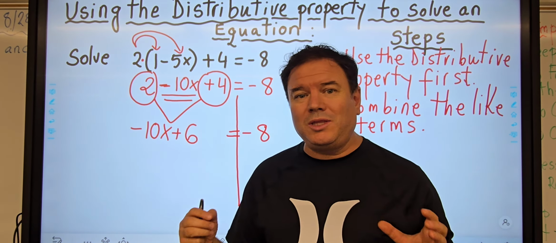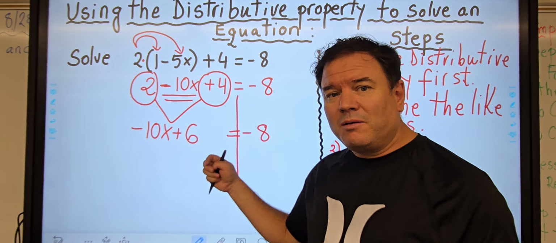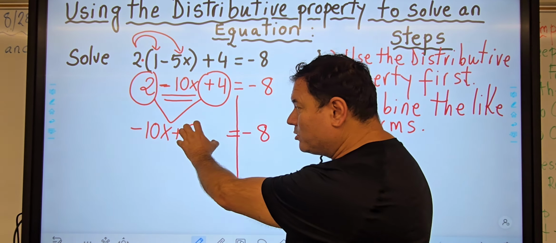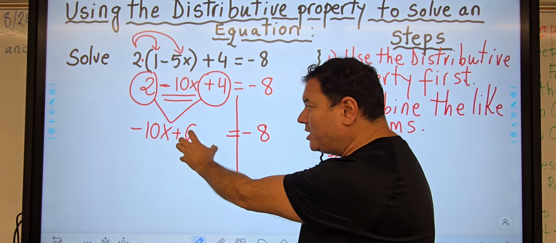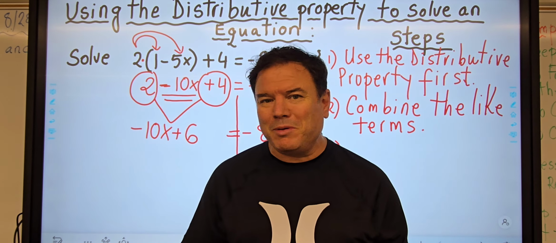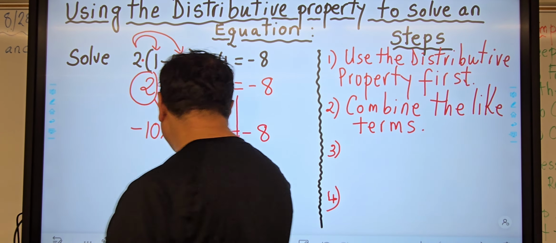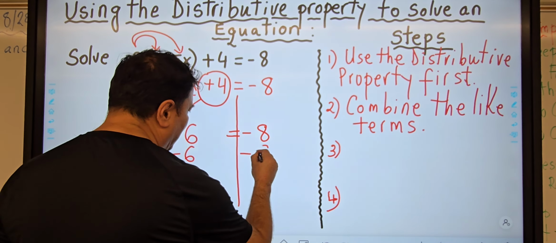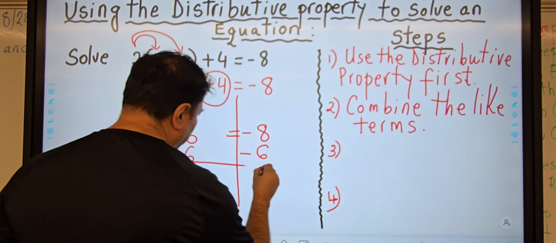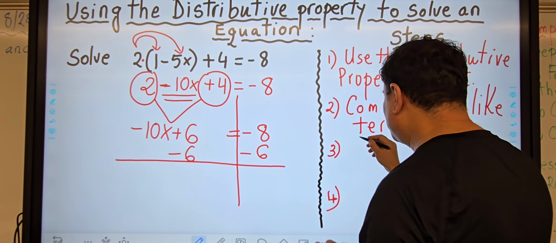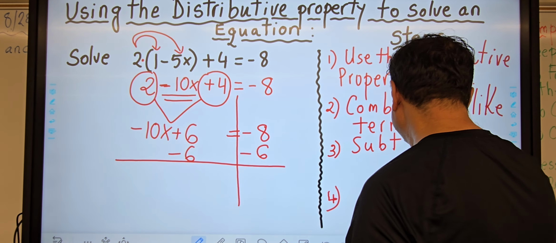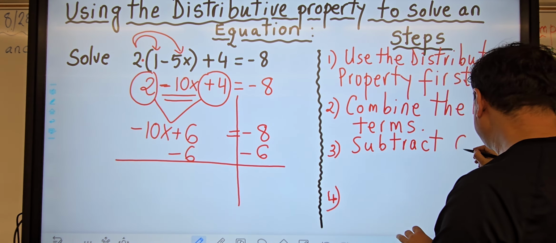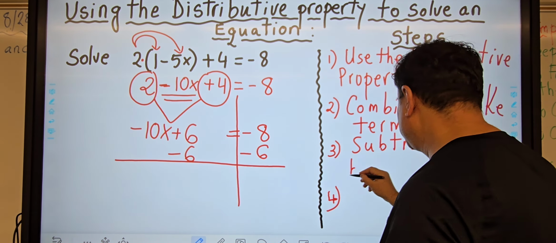We are going to undo the addition here by subtracting 6 on both sides, because if we do that, we are going to get rid of the 6 on this side of the equation, and eventually we are going to be able to solve for the variable. So let's subtract 6 on both sides. Whatever we do to one side, we do to the other side. Okay, so step number 3 was subtract 6 on both sides.